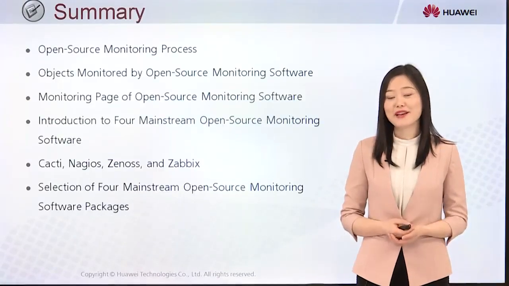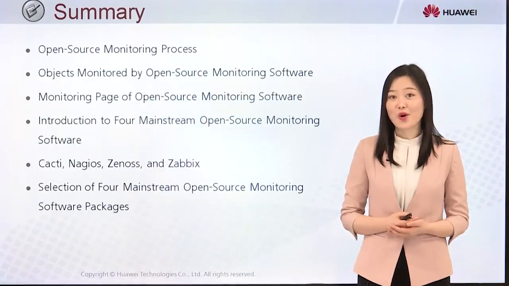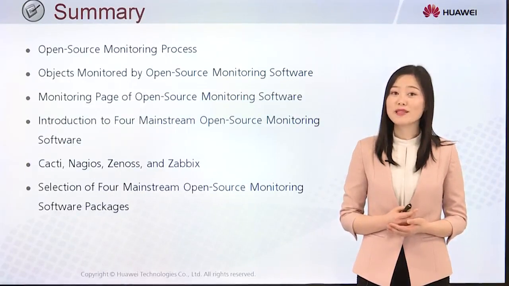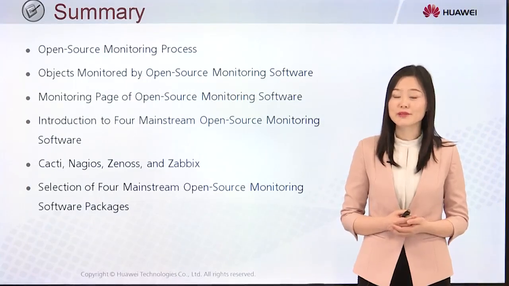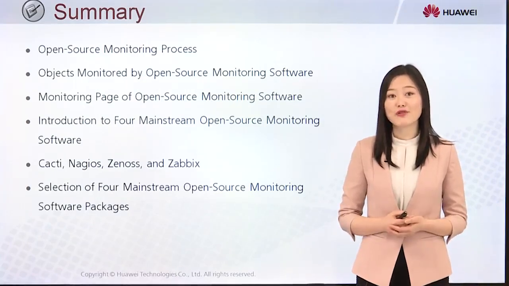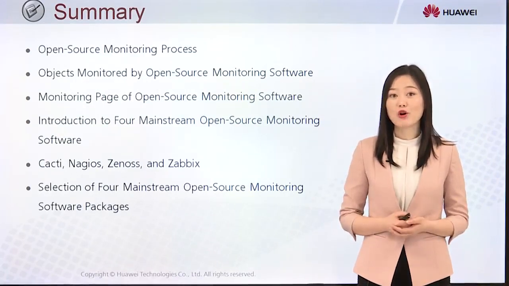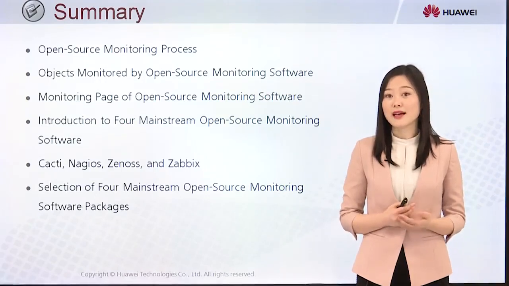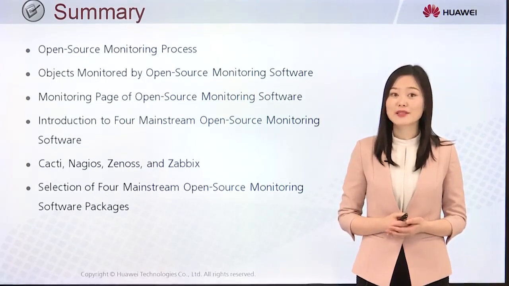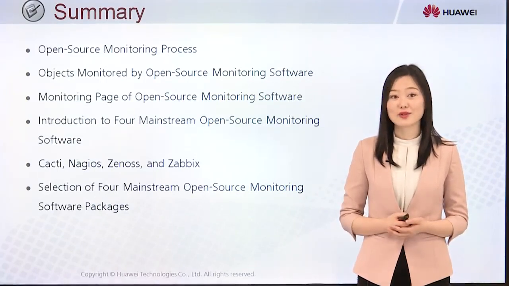Okay, let's recap. In this section, we learned about the open source monitoring process, objects monitored by open source monitoring software, the monitoring page of open source monitoring software, and the four mainstream open source monitoring software products, including Cacti, Nagios, Xenos, and Zabbix, and how to select a suitable one.